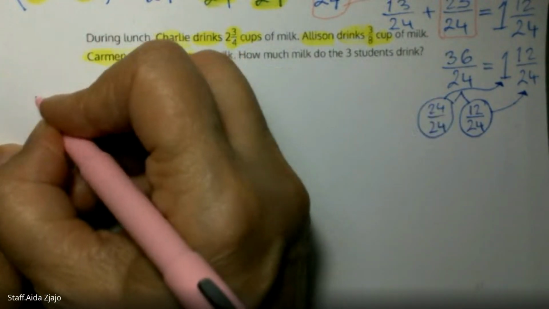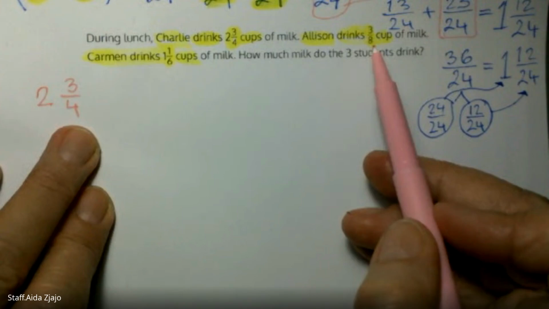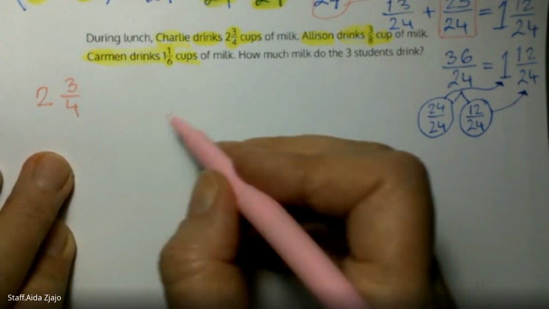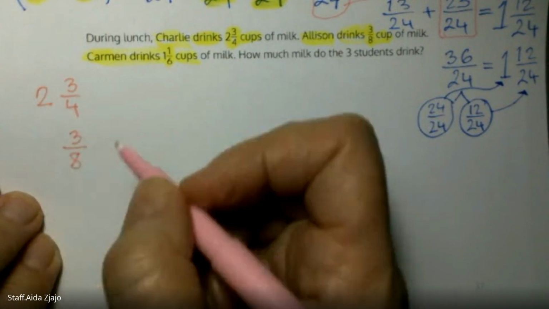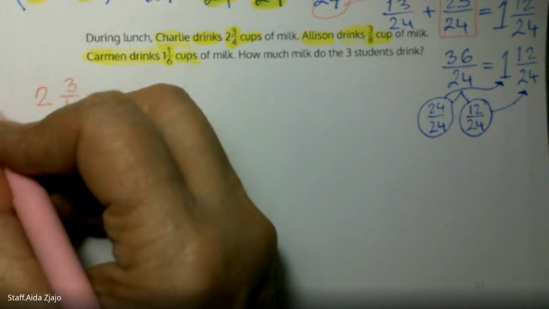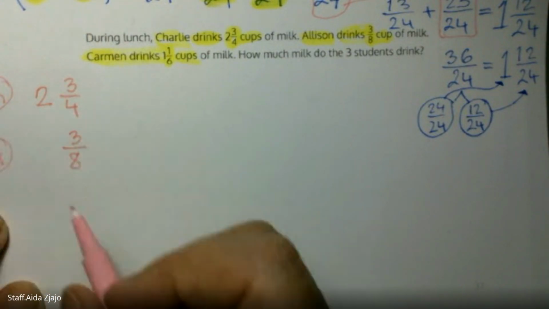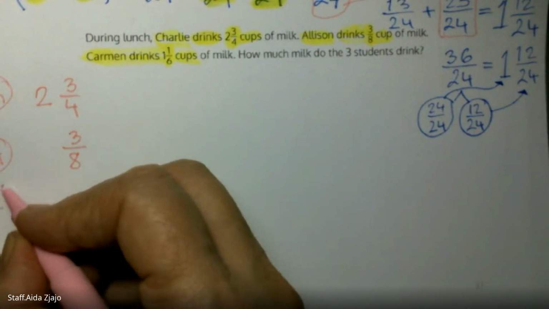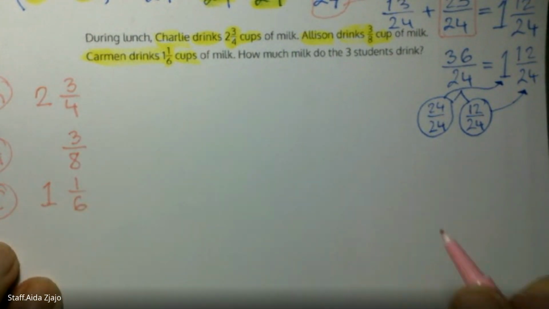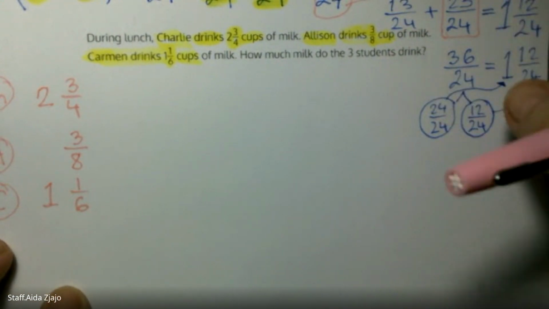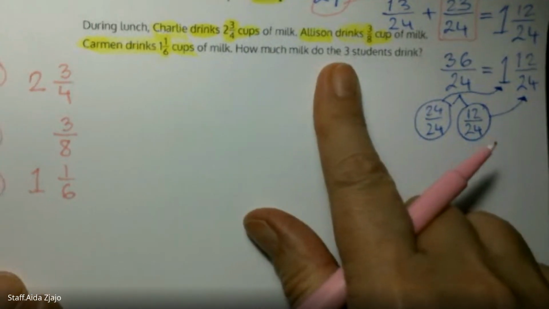Charlie did 2 3/4, and Allison did 3/8. And if this is Charlie, this is Allison, and Carmen is C. Carmen did 1 whole and 1/6 of it. So the question is, how much milk do the 3 students drink all together?